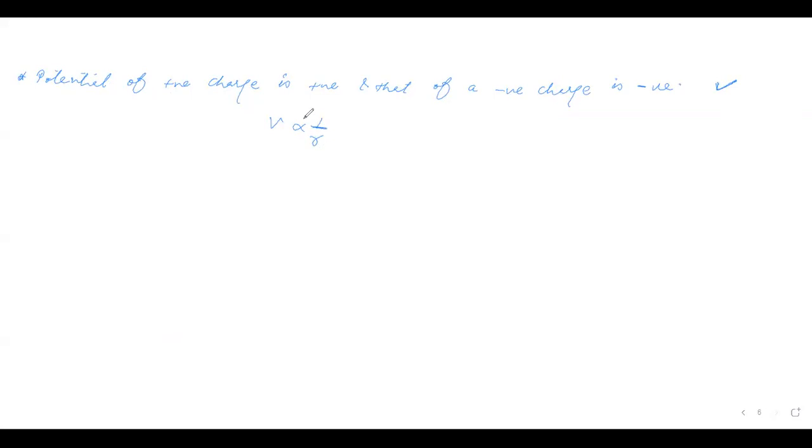Are you clear? So if you want to draw the graph for this, then you can draw it like this. This is your position r, and this is your axis of V. We already know this is your positive V, in terms of plus. I mean, your potential will be positive when your charge is positive. Do you understand or not, Hamza? Yes. So from this equation, V is inversely proportional to r, so your graph will be hyperbolic.